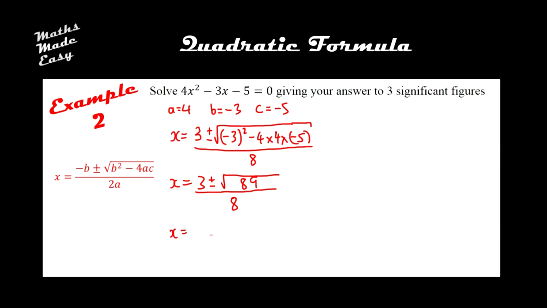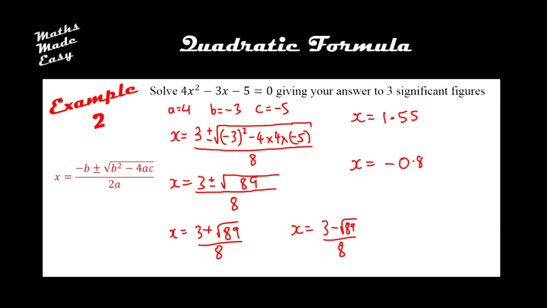So if we separate into our two solutions, x equals 3 plus square root 89 over 8, and then x equals 3 subtract square root 89 over 8. Then this will give you, for your final answers, x equals, and the first one will give 1.55, and the second one negative 0.804, remembering to do three significant figures.